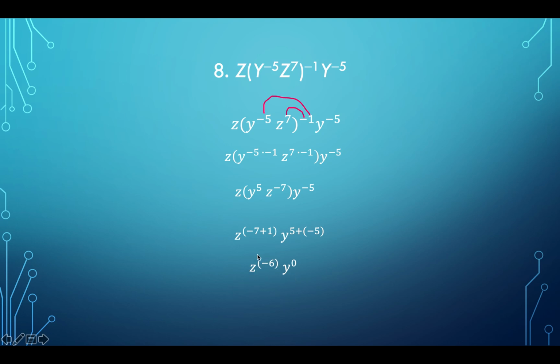Remember, we don't like this negative 6 here. We have to make it positive. The only way to do that is to put it in the denominator. So our final answer is 1 over z to the 6. What happened with this y? Well, because it was to the 0 power, it just becomes 1, and you don't need to write that in.